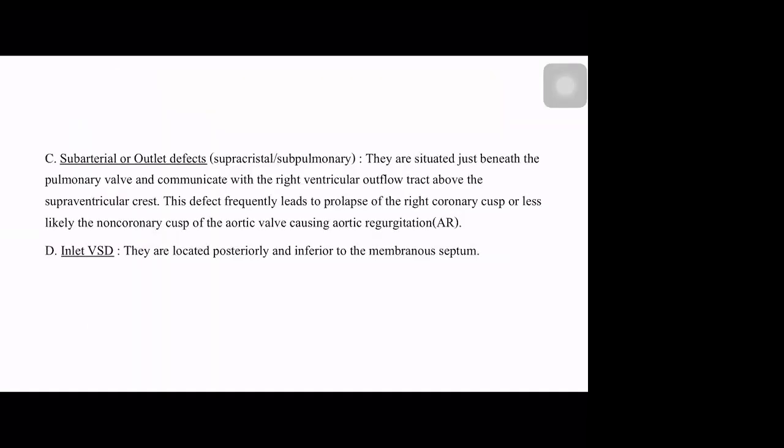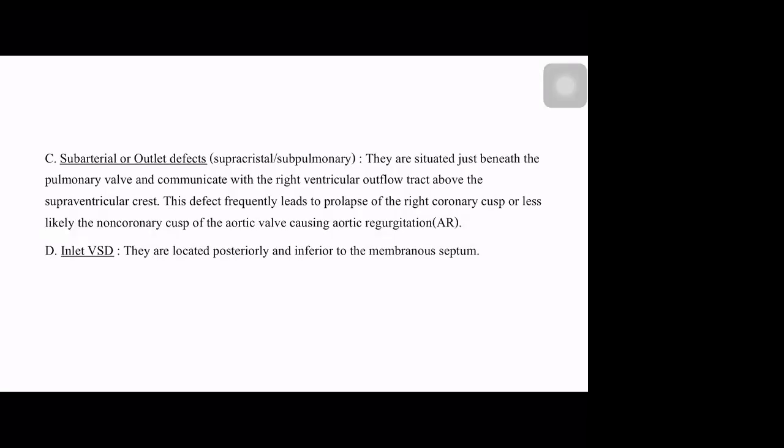The third one is the subarterial or the outlet VSD, which is also known as supracrystal or subpulmonary VSD. They are situated just beneath the pulmonary valve, that is why also known as subpulmonary. Somebody calls it subarterial, and it communicates with the right ventricular outflow tract above the supraventricular crest. This defect frequently leads to prolapse of the right coronary cusp, or less likely the non-coronary cusp of the aortic valve, ultimately leading to aortic regurgitation.